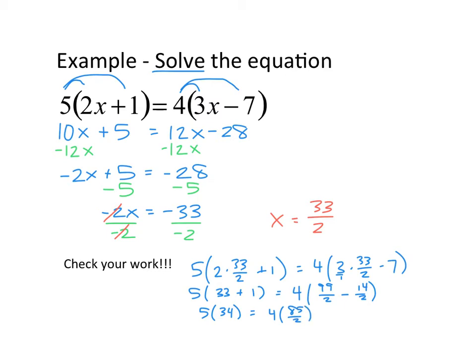All right, and then let's see if we can do this. 5 times 34, that's 150 and 20, so that is 170. And then I would personally think about this 4 divided by 2 as being 2. So this would reduce to being 2 times 85, which is 170. Hooray, it worked out, so we know that our solution here, even though it's a fraction, is correct.